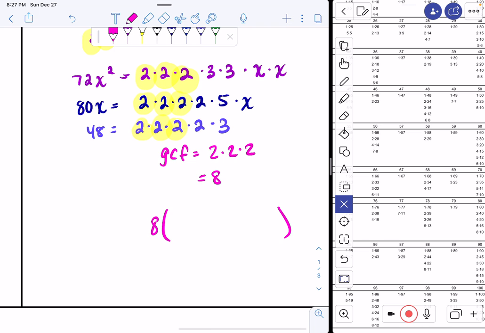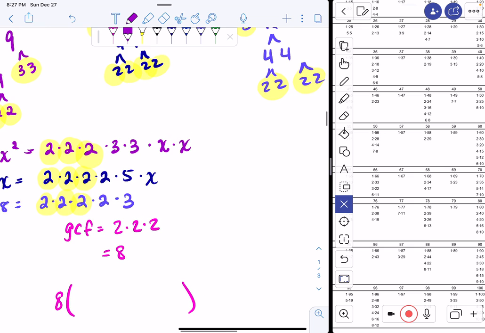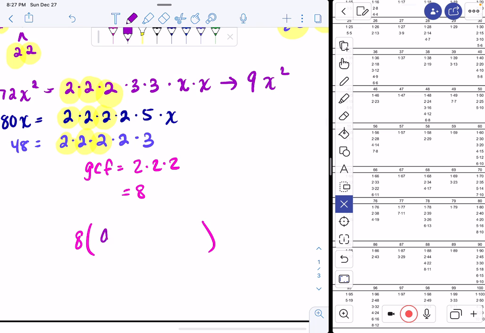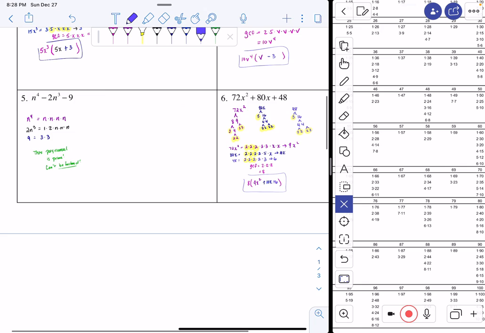So I get 8, and then I do my leftovers. So in this part, my leftovers of 72x squared are 3 times 3, which is 9, and then x squared, because x times x is x squared. Now I do my leftovers of 80x, which in this case are 2 times 5, which is 10, and then my x. And again, everything was positive in this. And then last but not least, my leftovers of 48. 2 times 2 is 4, times 2 is 8, times 2 is 16. Yep, that's right. 2 times 3 is 6. So this is my final answer. 8 times 9x squared plus 10x plus 6.